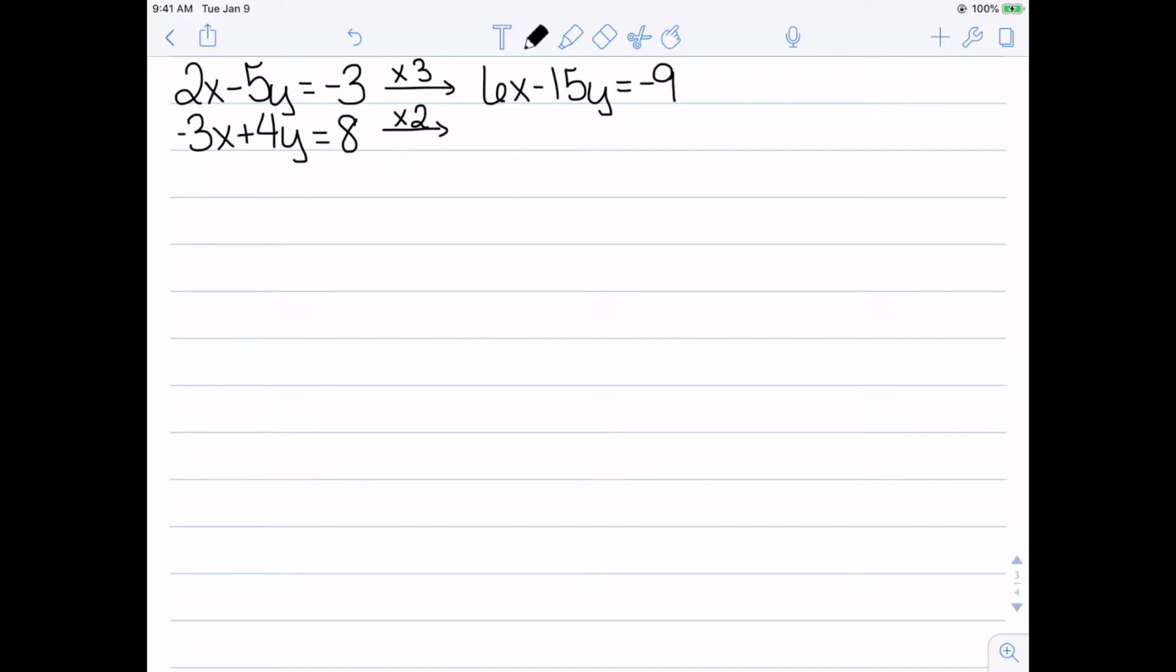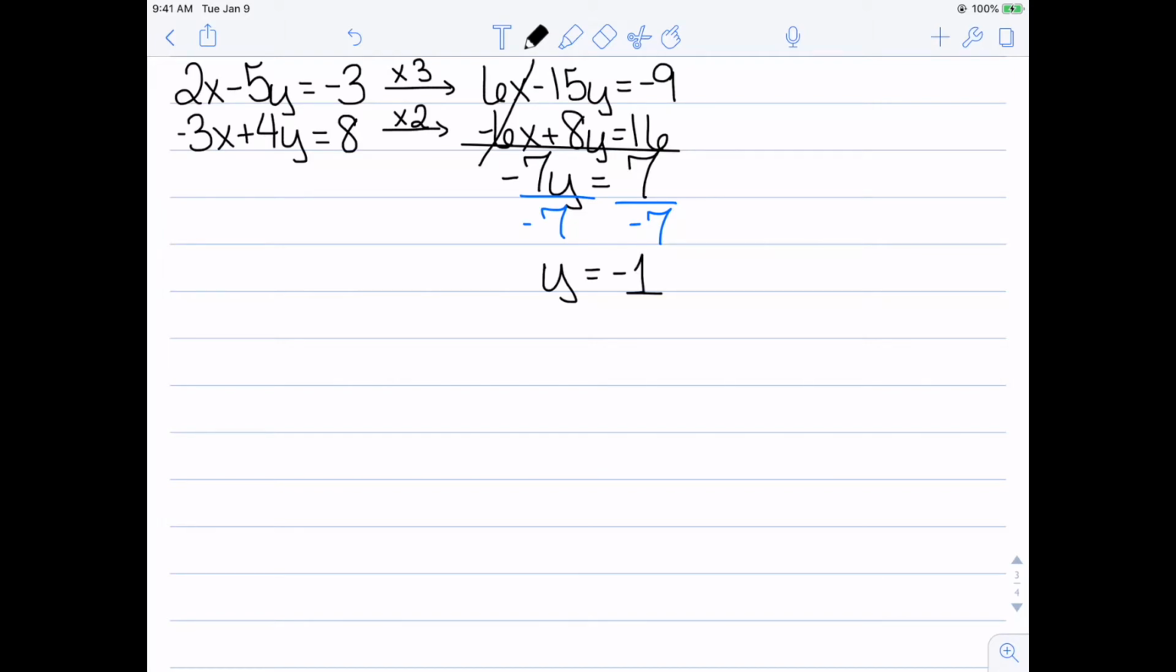The first equation gives 6x minus 15y is equal to negative 9. And the second one gives negative 6x plus 8y is equal to 16. And now I have these coefficients which are negatives of each other, which is what I wanted. When I add these together, the x's cancel, and I'm left with negative 7y is equal to 7. We can divide both sides by negative 7 and get that y is equal to negative 1. Now that we have our first variable, we need to substitute this into either one of our two equations. Since we used the first equation last time, we'll use the second one this time.